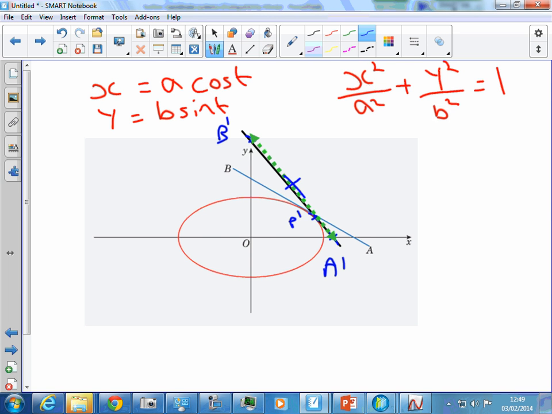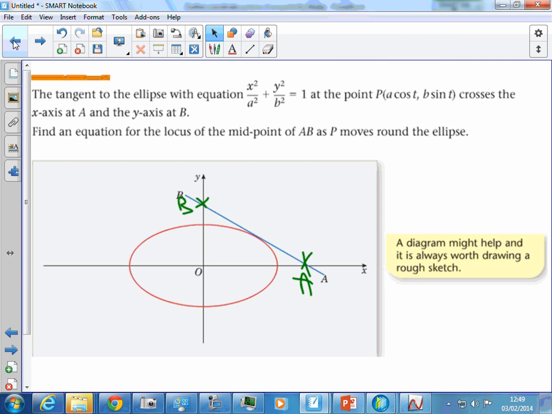we'll have that coordinate. Does that make sense to you? Yeah? So this is now the midpoint of the tangent, the midpoint of A prime B prime. It's about here, about halfway through the line. So now we want the general equation for all points that satisfy this condition, which is an equation for the locus of the midpoint AB as P moves around the ellipse.